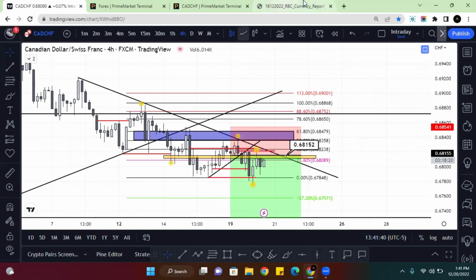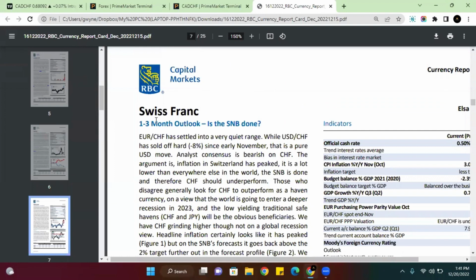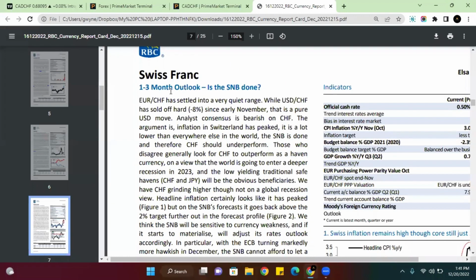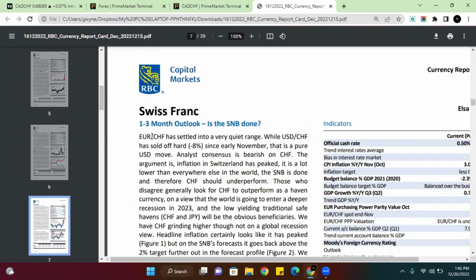Starting with the fundamentals, this is from Capital Markets, and you did have the Swiss franc one to three month outlook. Typically, I'll get these institutional reports, and I only mess with a couple of central banks: J.P. Morgan, Credit Suisse, RBC, Capital Markets, and a few others, and that's it. Everybody else, I don't pay attention to, because these are going to be the most accurate, the top dogs, long story short.